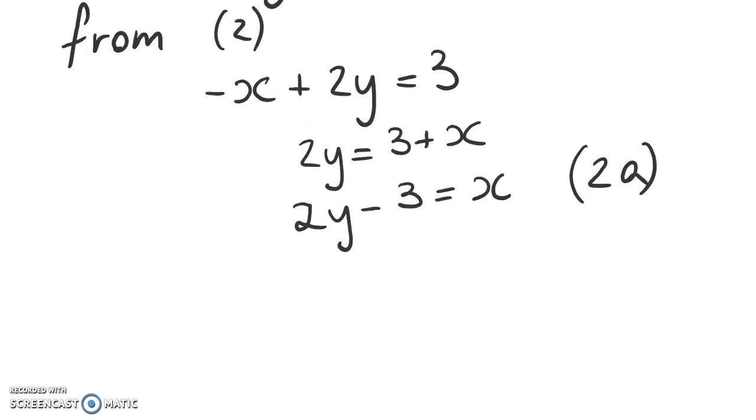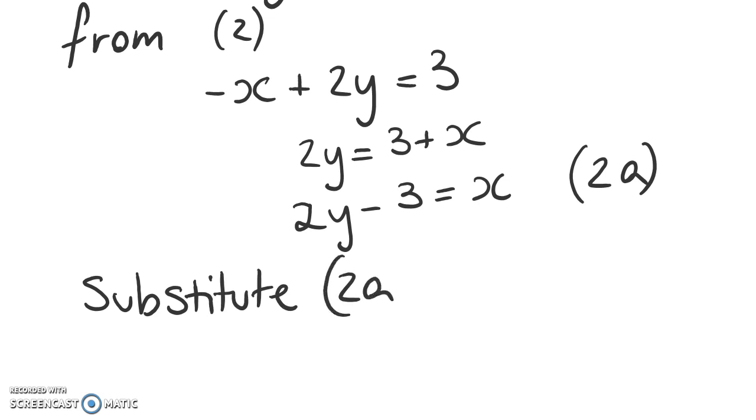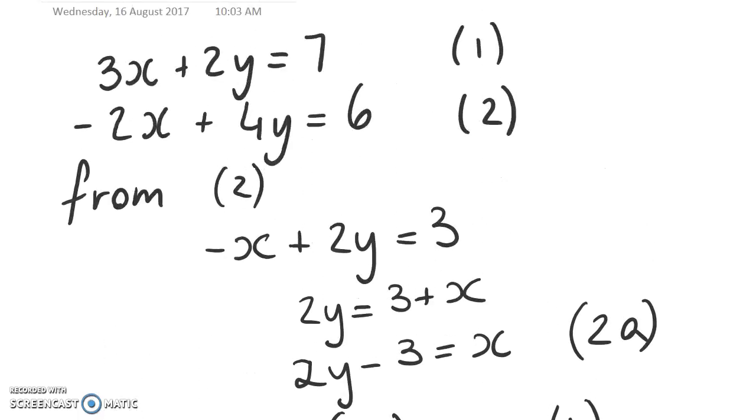Now we're going to do the substitution part. We're going to substitute 2a into 1. We always have to remember to substitute it into the equation that we haven't used yet, otherwise we'll just end up going around in circles. Now 1 was this one up here. We're just going to substitute what we found for 2a into 1. Every time we see an x, we'll just put our 2y - 3 instead.